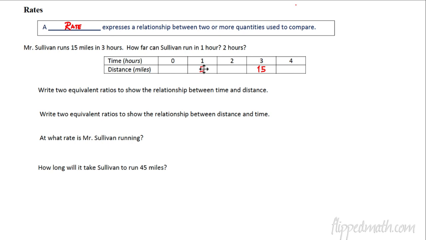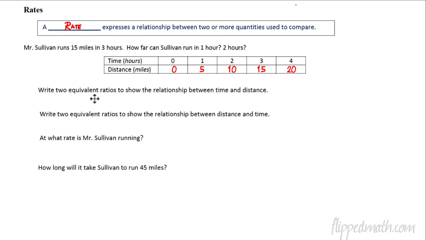But once I know this, then I can say, well, if he does 5 miles in 1 hour, then he would do 10 miles in 2 hours. And also, by the time you get to 4 hours, it would be 20 miles. And let's not forget that very first one. In 0 hours, how far can he run? Well, that's easy. That's 0. Okay, so now that our table is complete, we can start to answer some of these questions.